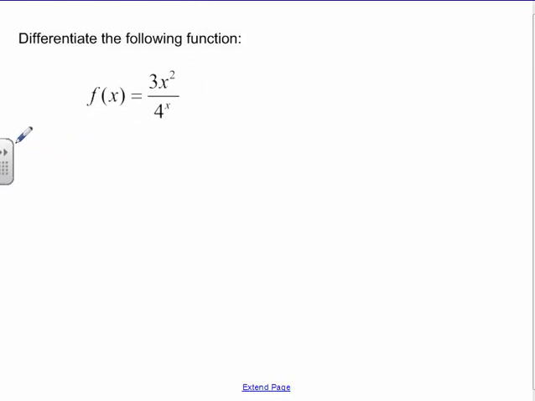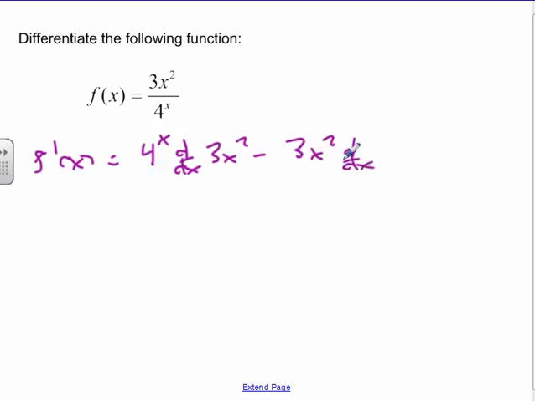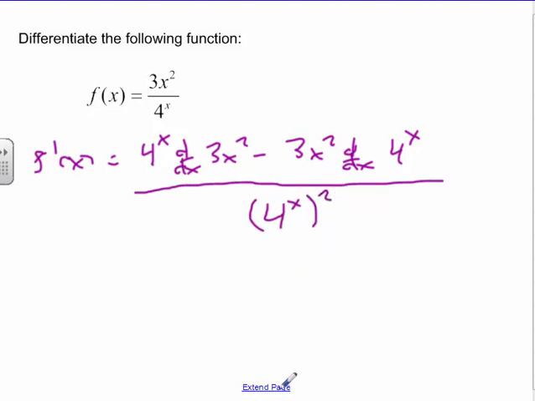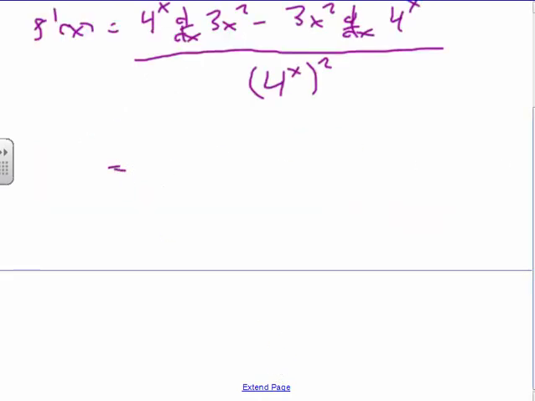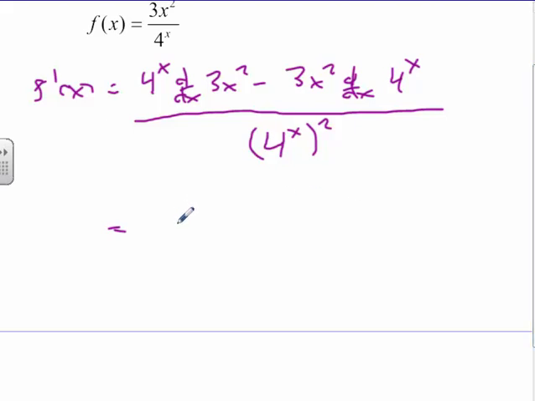So the rule for a quotient rule to find the derivative is the bottom times the derivative of the top, minus the top times the derivative of the bottom, all over the bottom squared. Okay, I have 2 derivatives I need to take, plus a little bit of cleaning up I need to do.